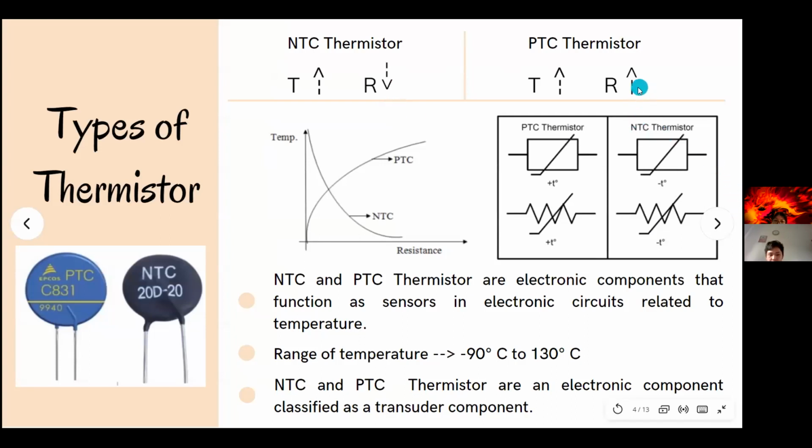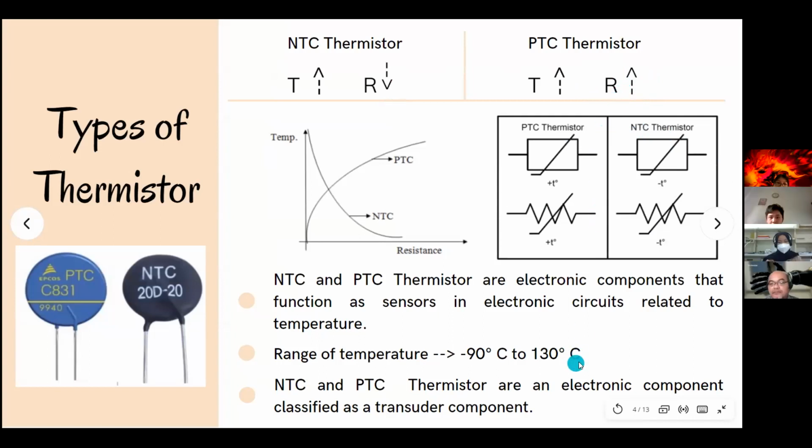The second one is PTC thermistor. The relationship between temperature and resistance in this PTC thermistor is directly proportional. It means when the temperature increases, the value of the electrical resistance also increases, and also the other way around. And then this is the graph for temperature versus resistance for PTC and NTC, and this is the symbol for both of them. NTC and PTC thermistors are electronic components that function as sensors in electronic circuits related to temperature.